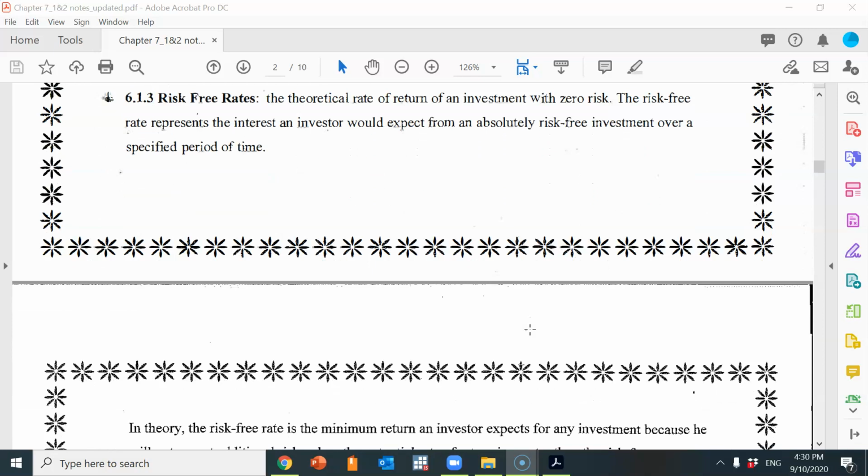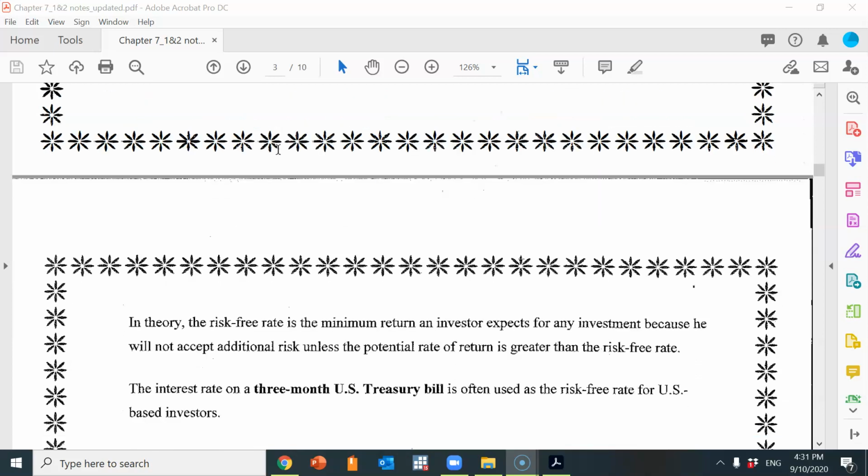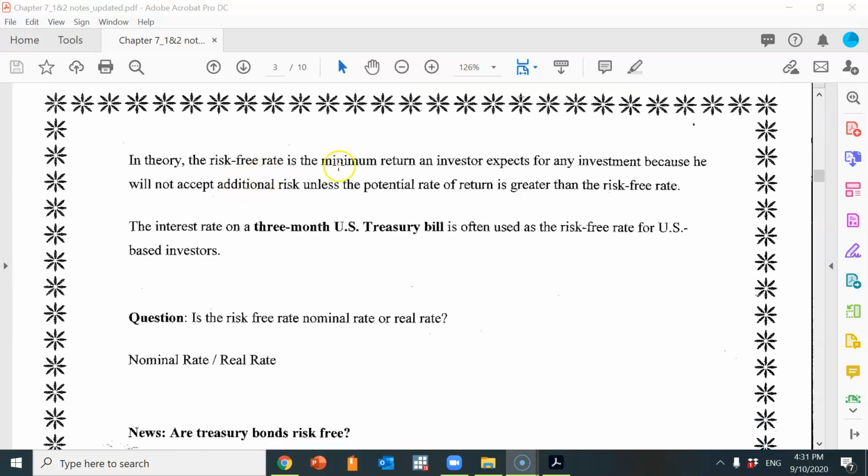Another concept we need to know is the risk-free rate. It is the theoretical rate of return of an investment with zero risk. It represents the interest an investor would expect from an absolutely risk-free investment over a specified period of time. In theory, the risk-free rate is the minimum return an investor expects for any investment, because he will not accept additional risk until the potential rate of return is greater than the risk-free rate.